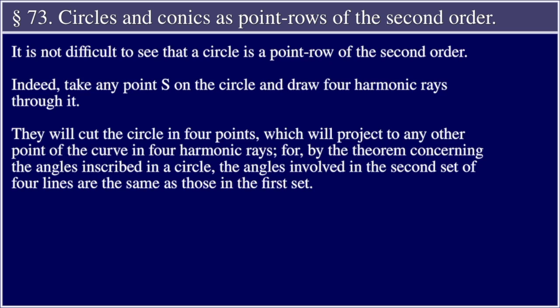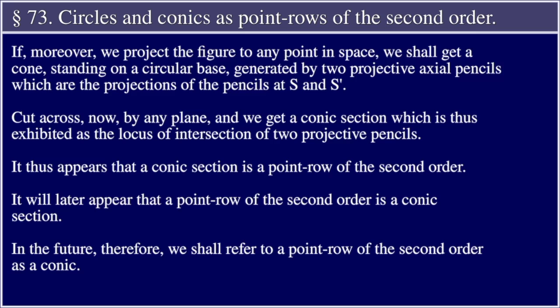If, moreover, we project the figure to any point in space, we shall get a cone, standing on a circular base, generated by 2 projective axial pencils, which are the projections of the pencils at S and S prime, cut across, now, by any plane, and we get a conic section, which is thus exhibited as the locus of intersection of 2 projective pencils. It thus appears that a conic section is a point row of the second order. It will appear later that a point row of the second order is a conic section. In the future, therefore, we shall refer to a point row of the second order as a conic.